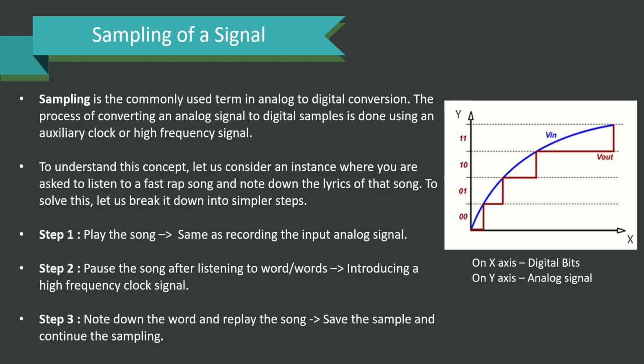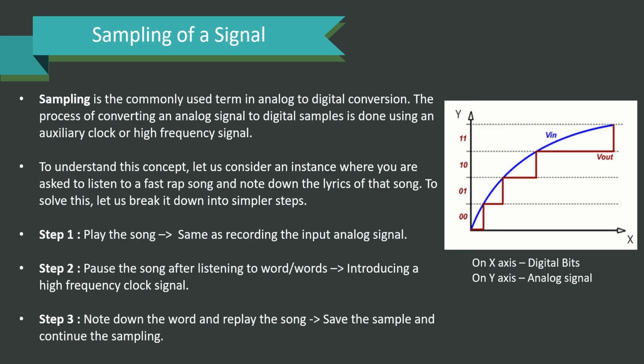Sampling is the commonly used term in analog to digital conversion. The process of converting an analog to digital signal is done using the sampling process. In this process, we use an auxiliary clock or high frequency signal. To understand this concept better, we need to consider an instance. You are going to listen to a fast music which can be considered a rap song, and you are requested to note down the lyrics of that song.